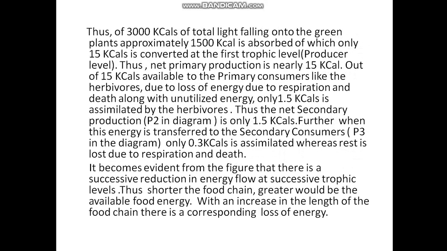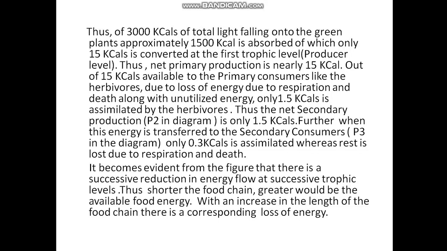Thus, of 3000 kilocalories of total light falling onto the green plants, which I've already explained, approximately 1500 kilocalories is absorbed, of which only 15 kilocalories is converted at the first trophic level by the producers. Thus, net primary production is only 15 kilocalories. Out of 15 kilocalories available to the primary consumers, like the herbivores, due to loss of energy due to respiration and death, along with unutilized energy, only 1.5 kilocalories is assimilated by the herbivores. Thus, the net secondary production, P2, written in the diagram, is only 1.5 kilocalories.